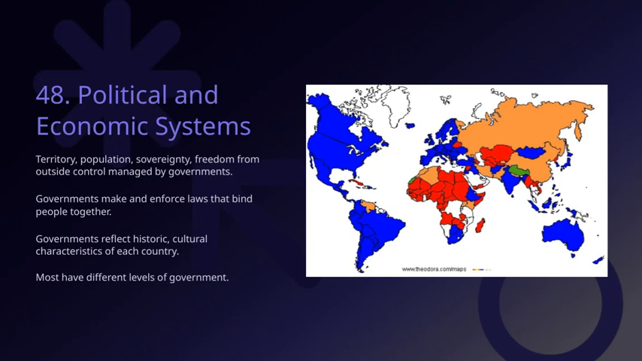Most countries have different levels of government, such as local, regional, and national. These governments are shaped by the country's unique history and culture, which influence how they operate. Governments play a crucial role in making and enforcing laws that help bring people together and maintain order. They also manage key aspects like territory, population, sovereignty, and the country's independence from outside control. All of these elements are essential for understanding how governments function and how they support the stability and identity of a nation.